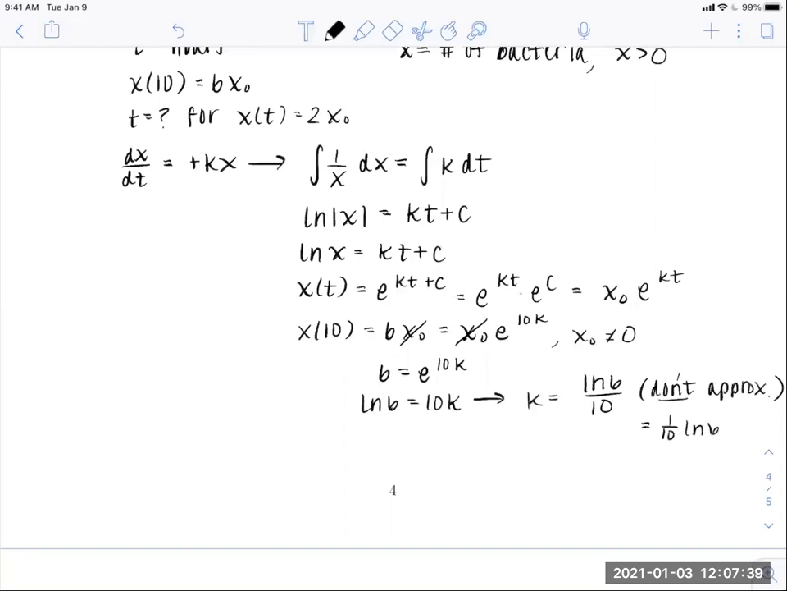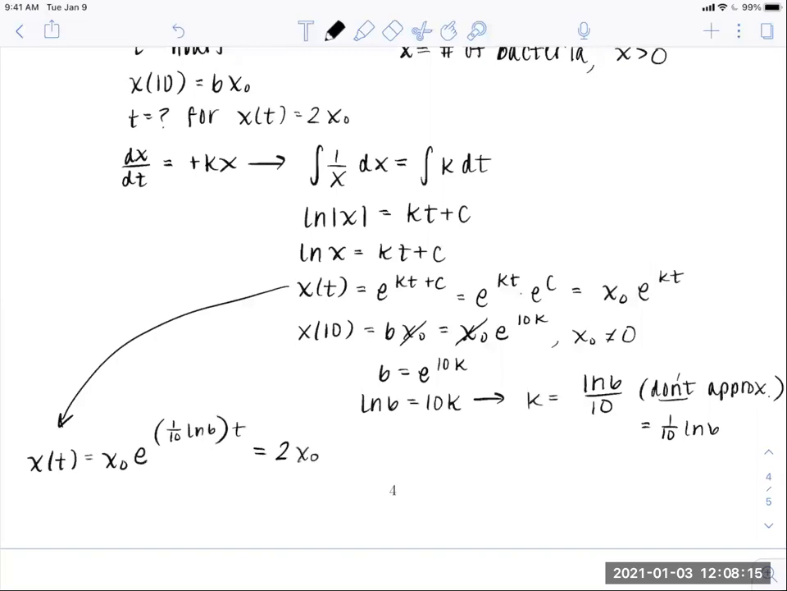So let me go back up to my x of t, and I'm going to say x of t is equal to x naught e to the, and instead of k, I'm going to write 1/10 natural log of 6 (t). And I'm writing those parentheses so that you don't think that the t is inside the natural log. It is not. All right, finally, I want to solve for t so that my population is double the initial. So what I'm going to do is equate this to 2x naught.